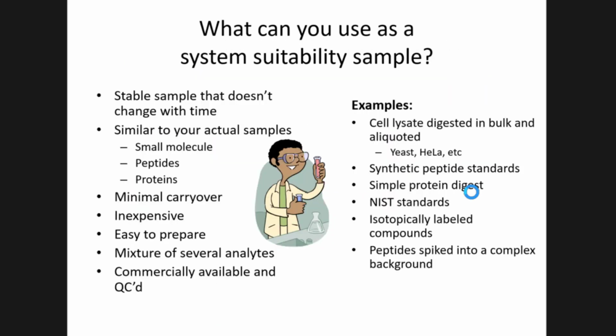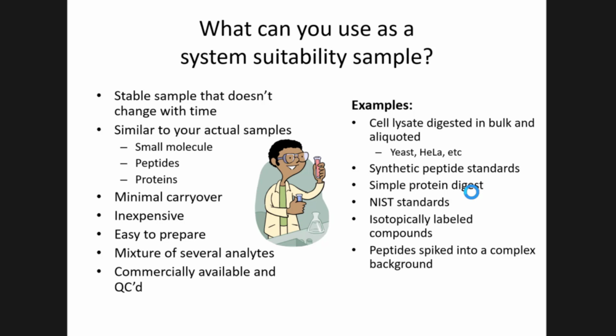Okay. So hopefully those of you that have not been using system suitability are now thinking, oh, this does sound like a good idea. Where do I start? What do I do? It's never too late to start. Always start when you can start. But the question might be, what can you use as a sample?